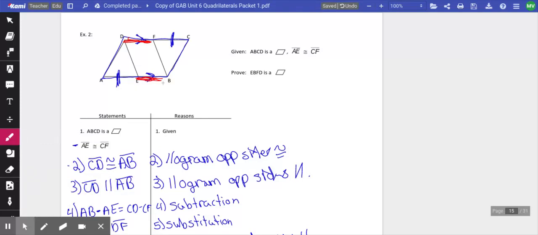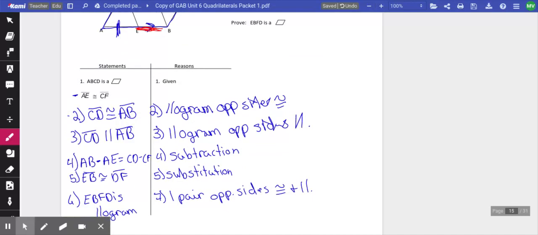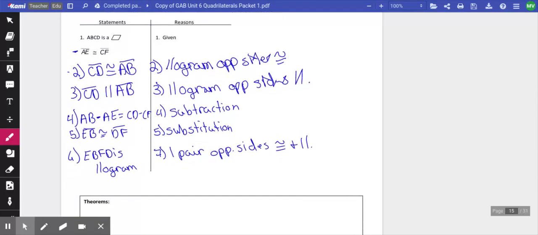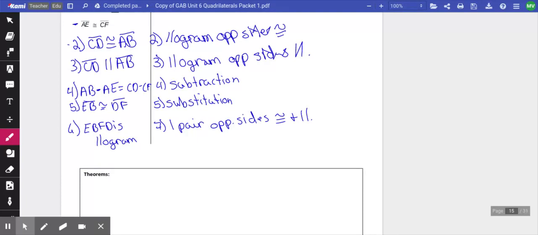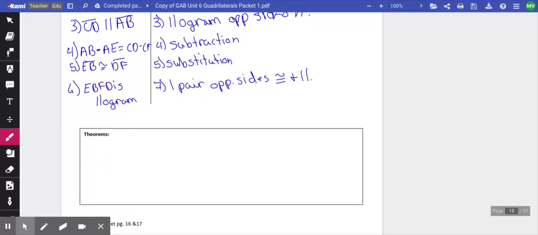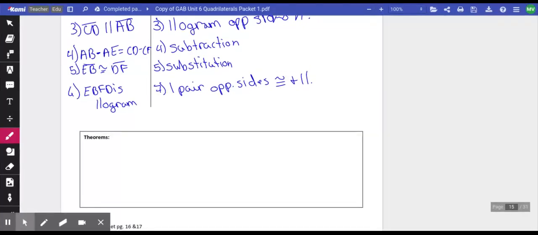So then because I really want EB is congruent to DF, I can subtract my property from parallelograms and my given. So I can say AB minus AE equals CD minus CF, that's subtraction. Substitution, EB is congruent to DF. And then I know that I have a parallelogram because a quadrilateral with one pair of opposite sides congruent and parallel is a parallelogram. I forgot to write is a parallelogram.